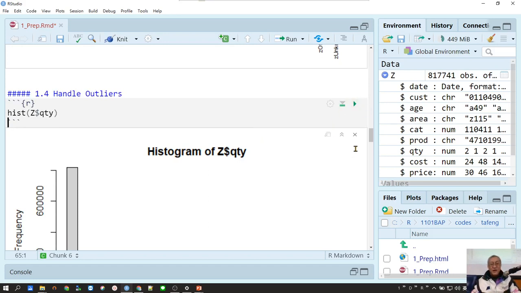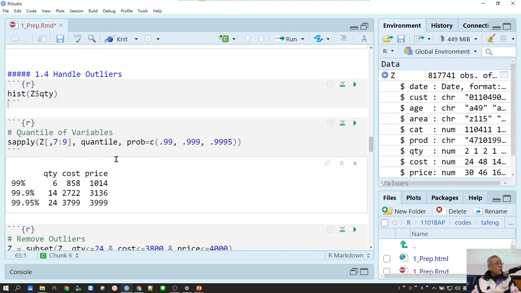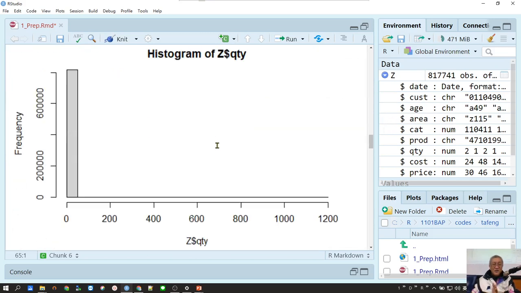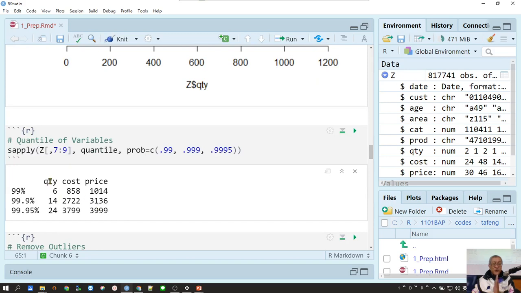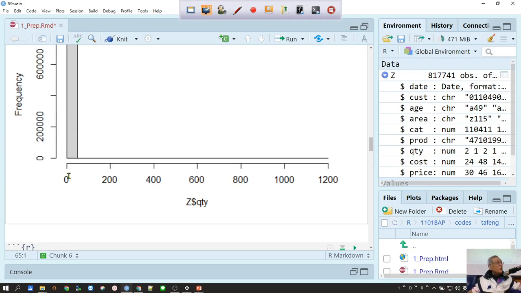And the way we deal with outliers is, can you understand this code? In this code, I try to find out, because for business data, especially quantity, cost, and price, the outlier is in the right tail. The left side is always bounded by 0, so you don't need to worry about outliers on the left side. It's bounded by 0 already.